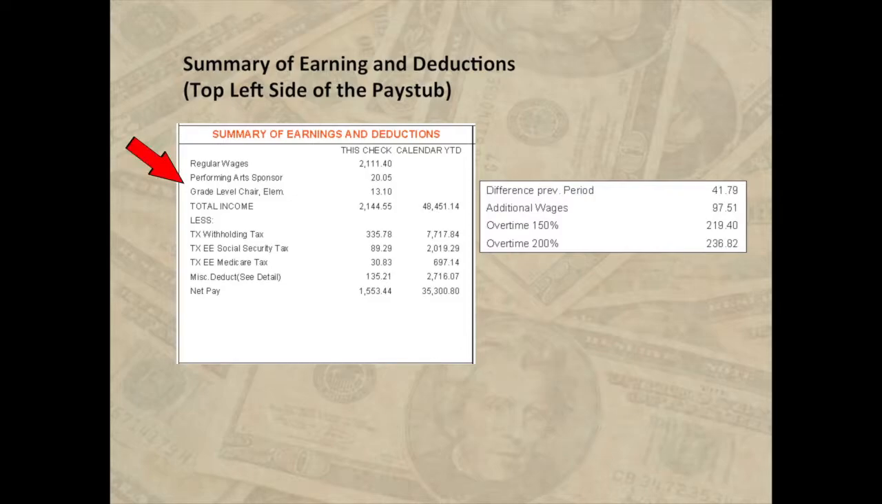A supplemental payment, such as performing arts sponsor or grade level chair, is for instructional staff only and is for additional duties performed outside the normal classroom functions. The pay stub will reflect the name of the supplement being paid. These documents are sent to the district office for processing and may take several pay cycles to take effect. Remember, any money due from a prior period will appear as a difference in previous period adjustment on your check.